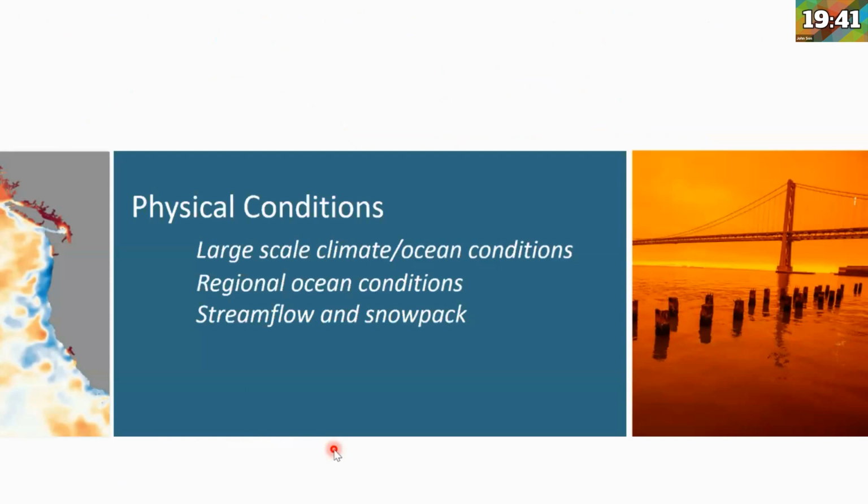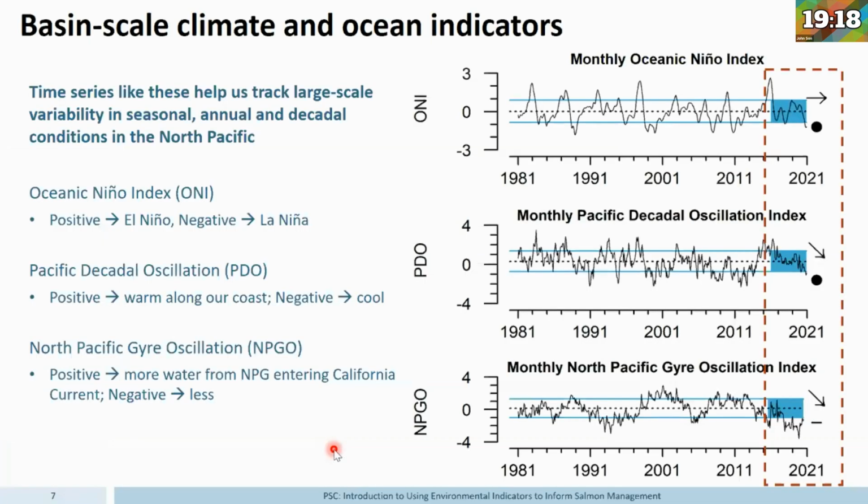We look at lots of indicators of physical conditions along the West Coast and in the North Pacific. Some of those include large-scale climate and ocean conditions, regional ocean conditions, and then because of salmon, we move into the inland streamflow and snowpack as well. And just to give you a quick flavor of what those are like and how we present them, I'll start with the telescope zoomed way out.